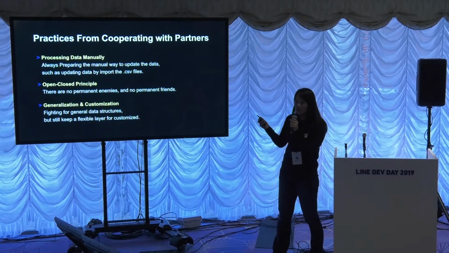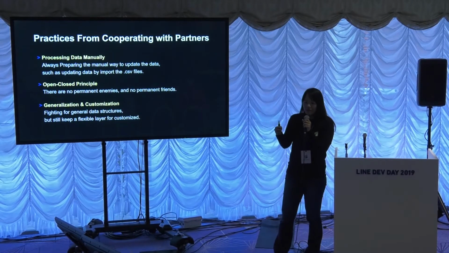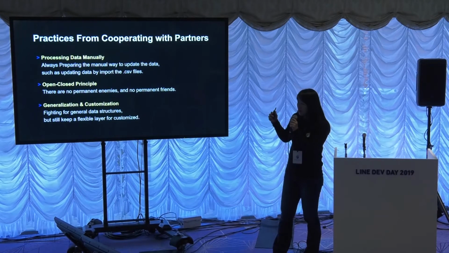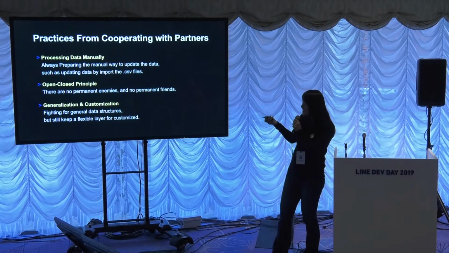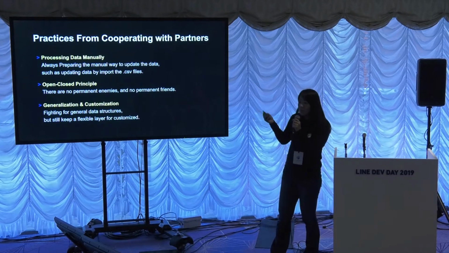The second practice is the open-closed principle. It describes that software entities must be open for extension and closed for modification. This is very important because it happens very frequently and rapidly that partners are created and deleted. Because in business, there are no permanent enemies and no permanent friends. So if we follow this principle, we can still keep our programs clean.